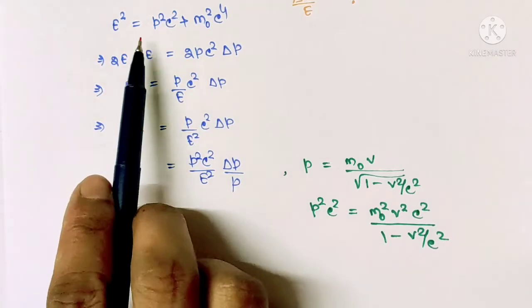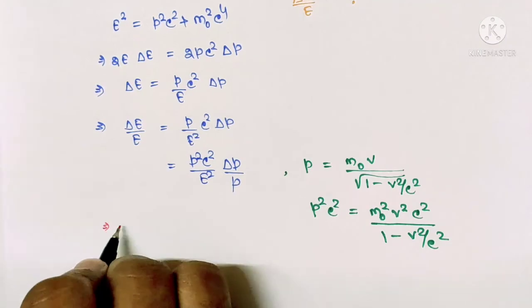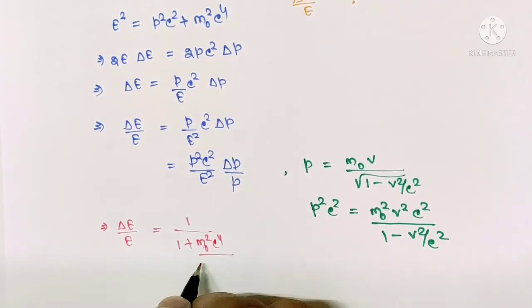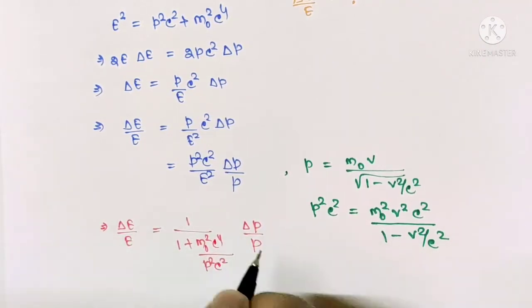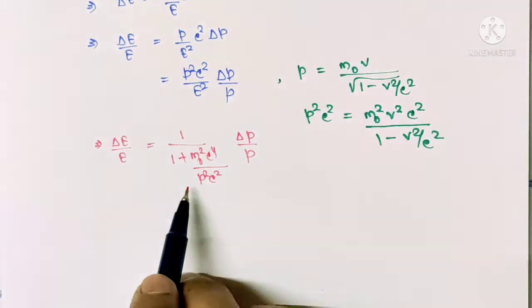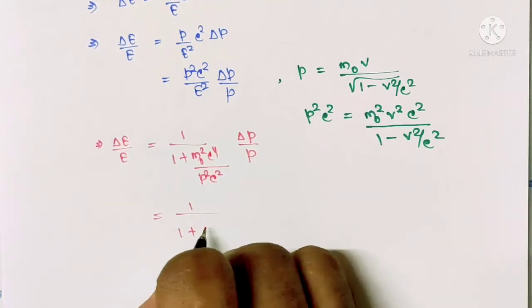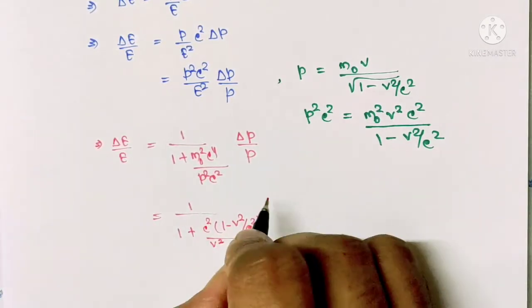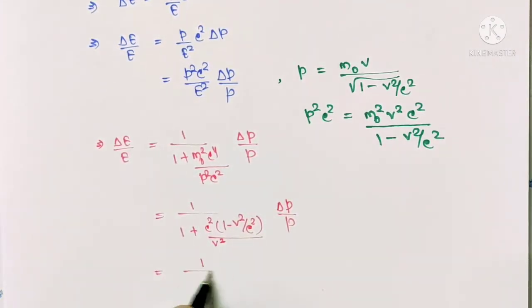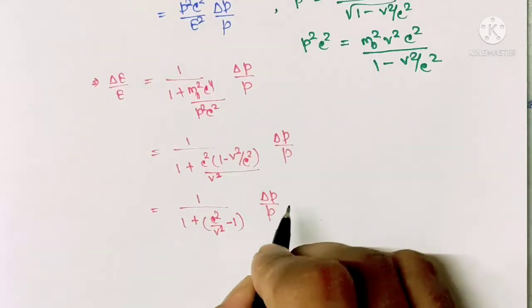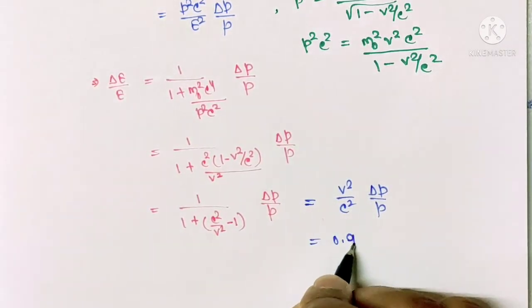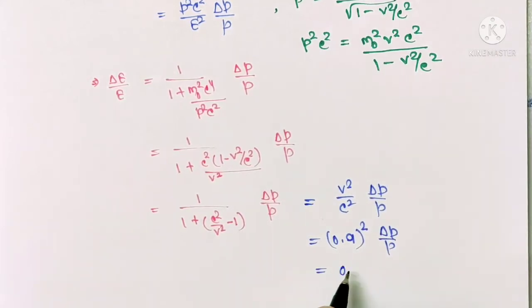Now using this relation of E square here, we will find that del E by E equals to 1 by 1 plus m naught square C4 by P square C square del P by P. Now using the value of P square C square here, 1 by 1 plus (1 minus V square by C square) by V square, and del P by P. So from here it is 1 by 1 plus C square by V square minus 1, or this is equals to V square by C square del P by P, or 0.9 whole square del P by P, or 0.81%.